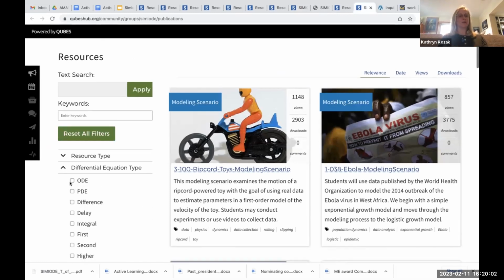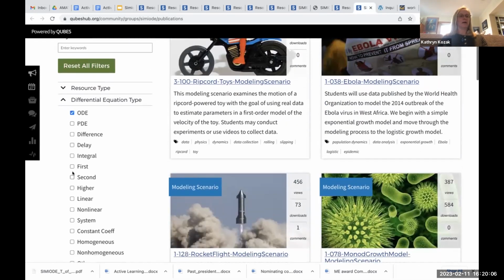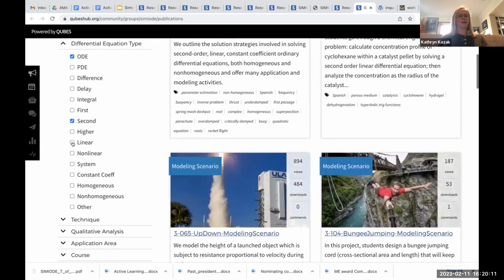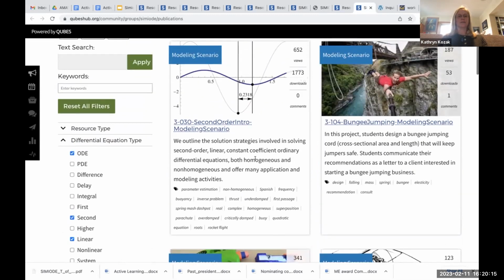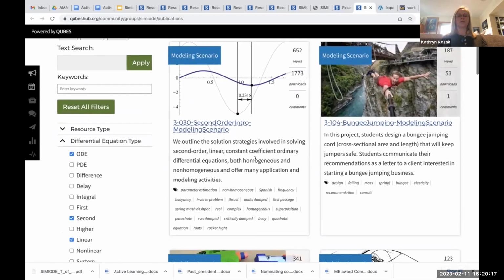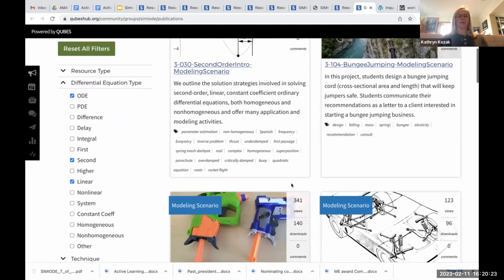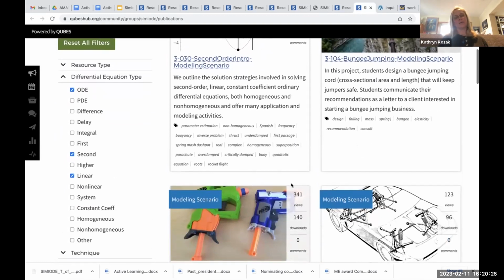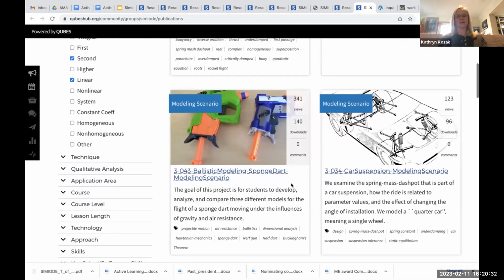So if you want a differential equation that is an ODE and you want it to be a second order differential equation and you want it to be linear, then you can see what are all the different modeling scenarios that you can go through and use that would model for that. The bungee jumping is a great one. And again, I would probably take one of the harder or more involved ones for my test on this for my classes as a take-home test.